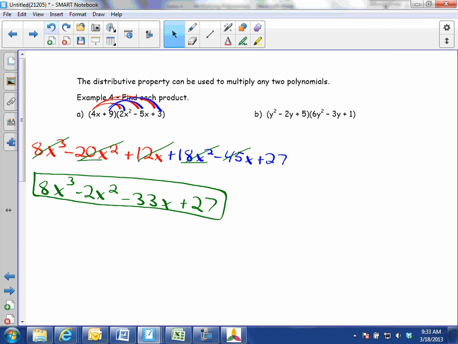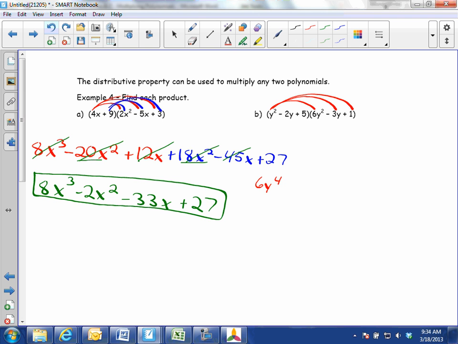Okay, so on B we have a trinomial times a trinomial, so we have to distribute 3 times. So first I'm going to take everything times our y squared. And then negative 3y cubed. And then y squared.